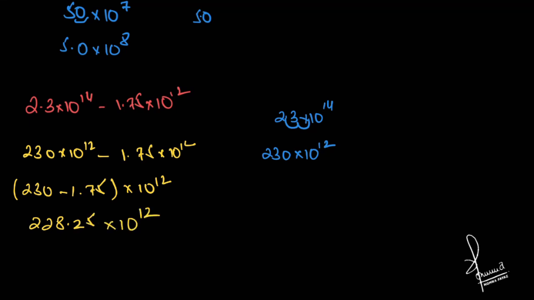Again, this is not in standard form. To convert it into standard form, I need to move the decimal place 2 places to the left. Moving it to the left means you are increasing the power. तो ये आपके पास क्या हो जाएगा 2.2825 into 10 raised to the power 14, which is your answer.